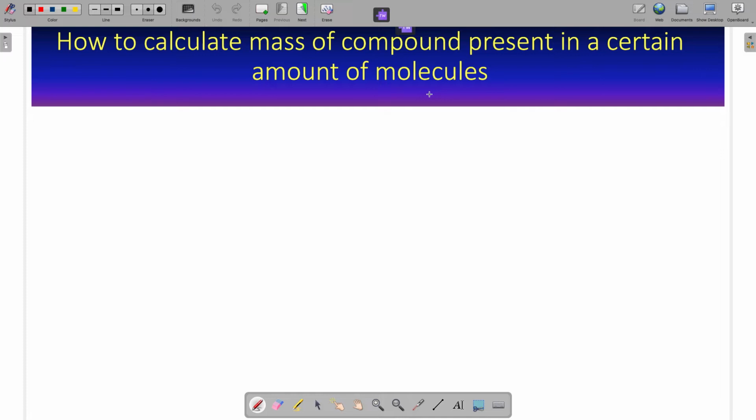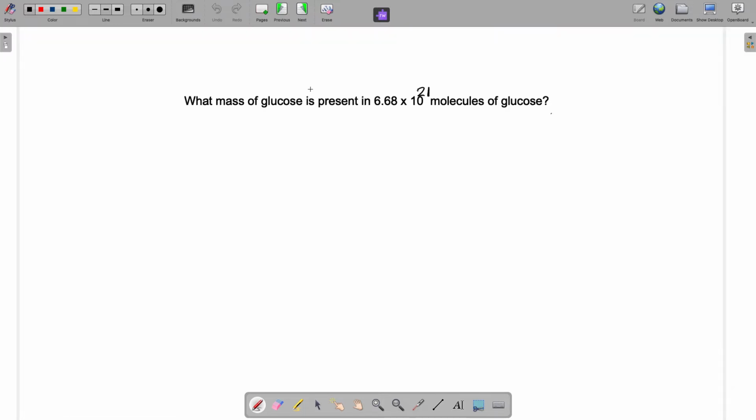In this lesson, we're going to discuss how to calculate the mass of a compound present in a certain amount of molecules of the compound. So what is the question? The question says, what mass of glucose is present in 6.68 times 10 to the power 21 molecules of glucose? So they want us to calculate the mass of glucose in this amount of molecules of glucose.